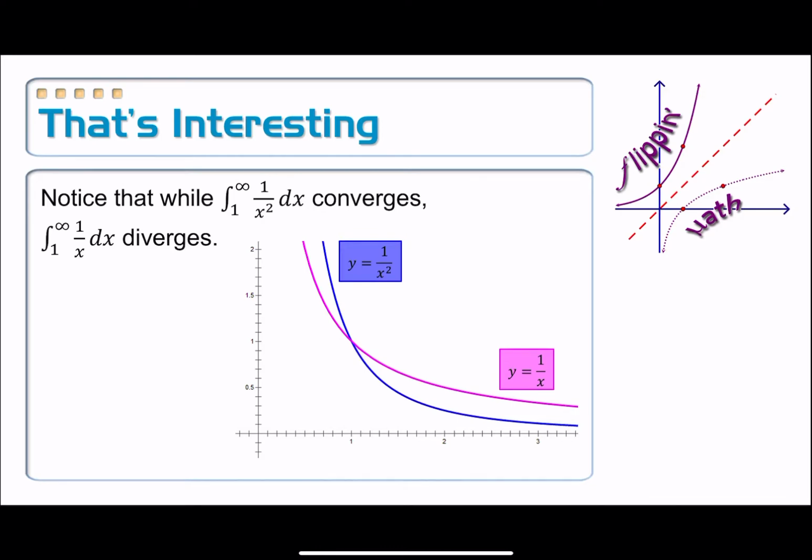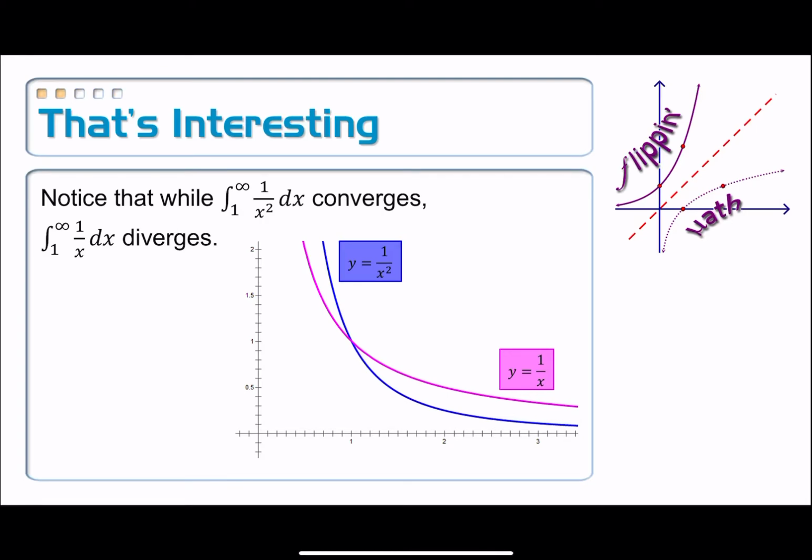And that's one of the things that we can look for to see if one of these things is going to converge. Does it get down to that x-axis quick enough? And if it does, it's going to converge. These two things are examples of what we're going to call p-series.